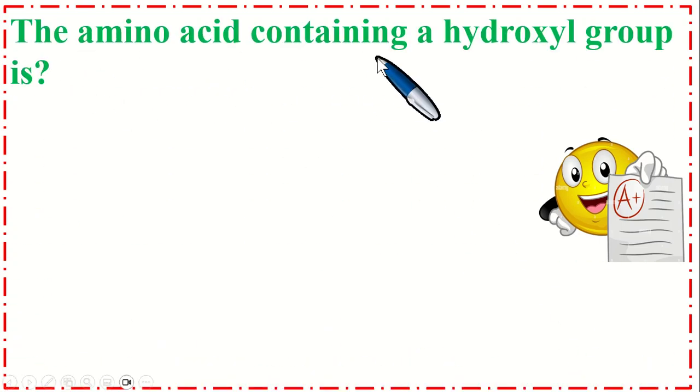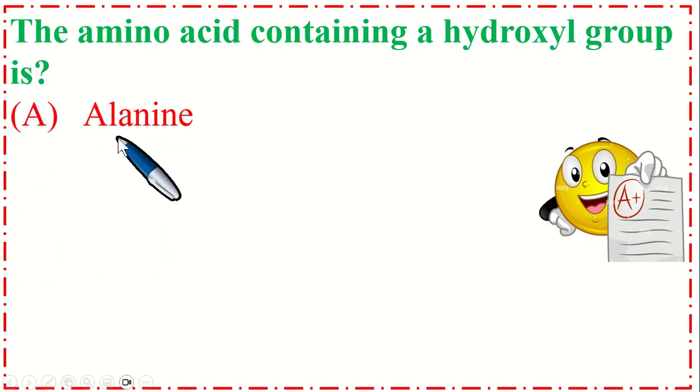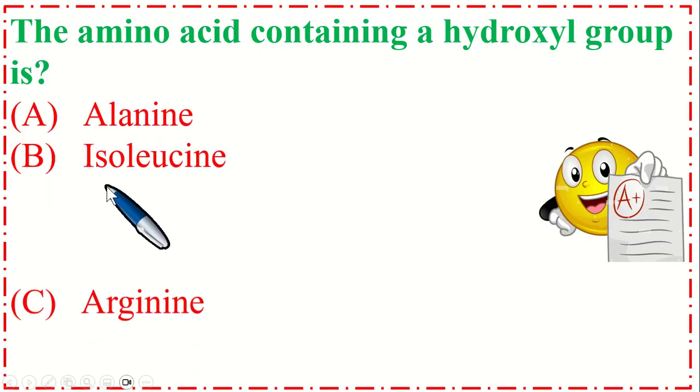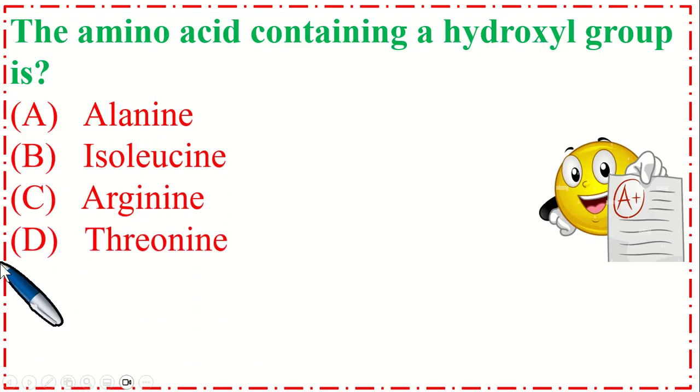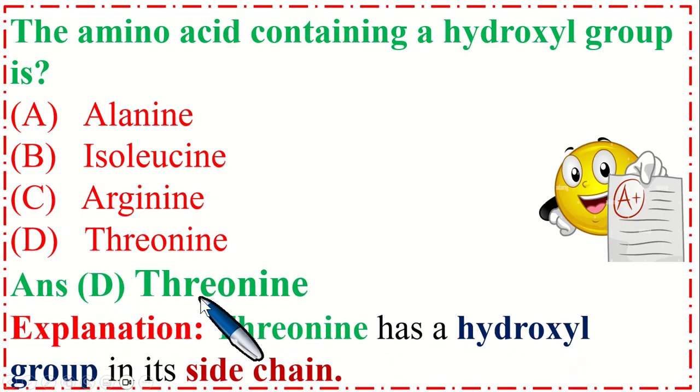The amino acid containing a hydroxyl group is option A alanine, B isoleucine, C arginine and option D threonine. So the correct option is D threonine. Threonine has a hydroxyl group in its side chain.